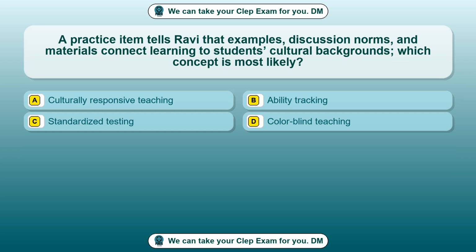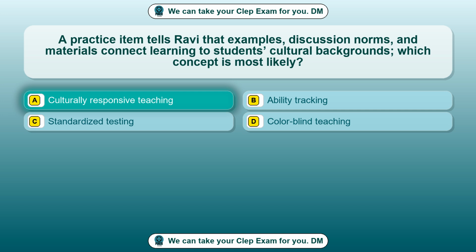Question 69. A practice item tells Ravi that examples, discussion norms, and materials connect learning to students' cultural backgrounds. Which concept is most likely? Option A, culturally responsive teaching. Option B, ability tracking. Option C, standardized testing. Option D, colorblind teaching. The correct answer is option A, culturally responsive teaching.